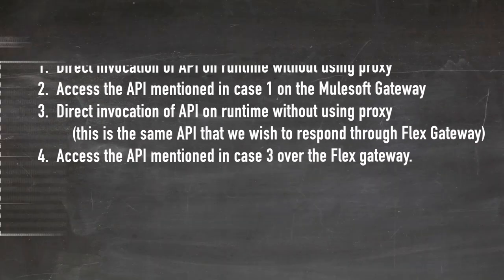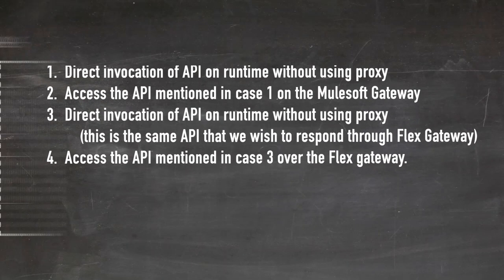Now that we have configured all of them and understood how the Flex gateway works or should work, let's check and verify with the test client like Postman tool. Let's test the APIs that we have developed under four scenarios. Number one, direct invocation of API on runtime without using the proxy. Number two is access the API mentioned in case one on the MuleSoft gateway, which is a conventional gateway.